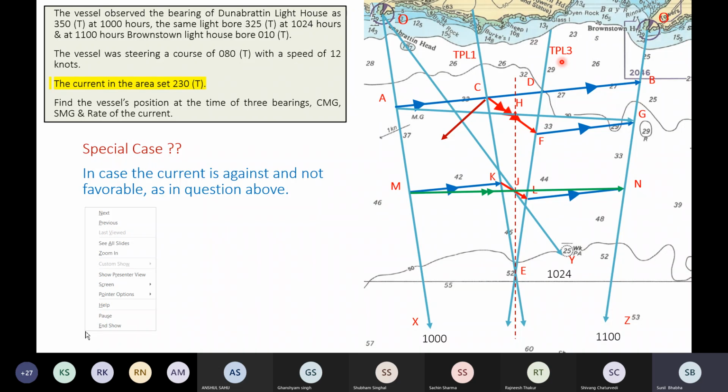So initially the current was 130. When we started off from point C with the 130 direction, we could reach up to the TPL3 line and we could find our point F. But if in this question the set of the current is 230, represented by the maroon color arrow now, no matter how long you make this arrow, it is never going to touch TPL3. And if it does not touch TPL3, then our further procedure will not be complete. We will never be able to complete the plot. So that is the problem here.